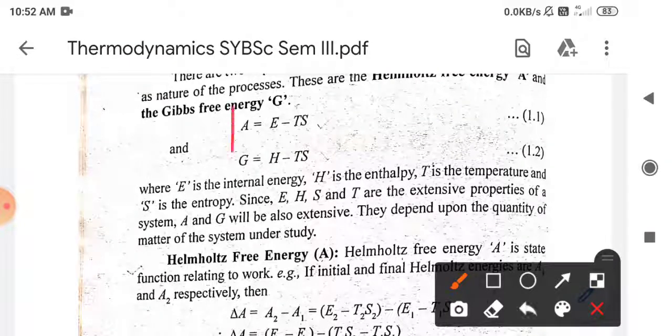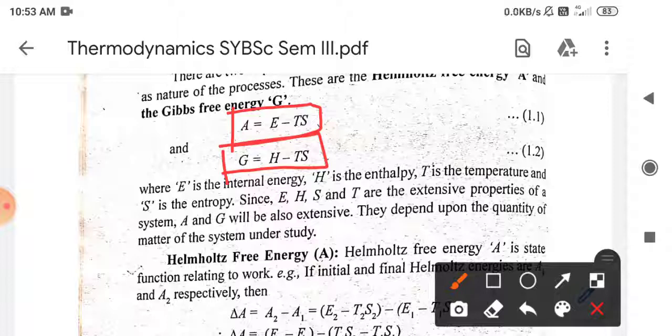Helmholtz free energy A is given by the expression A equals E minus TS, where E is the internal energy, which is again a state function, T is the temperature, and S is the entropy. Similarly, Gibbs free energy is given by the expression G equals H minus TS, where H is the enthalpy of a system, T is again temperature and S is again entropy.